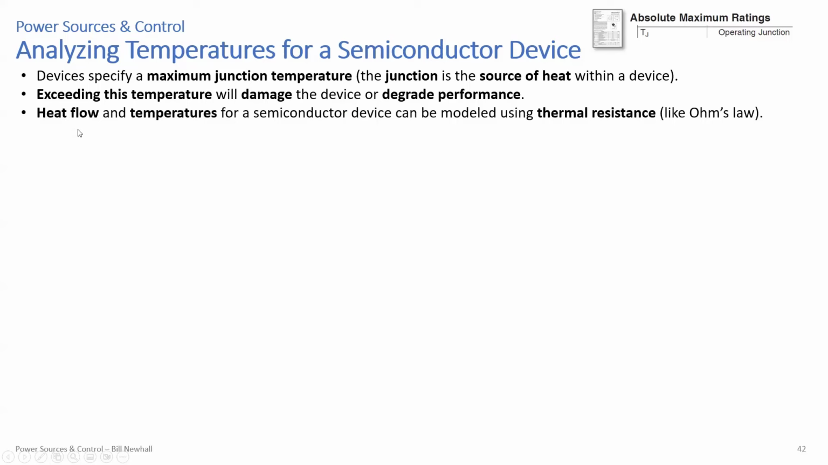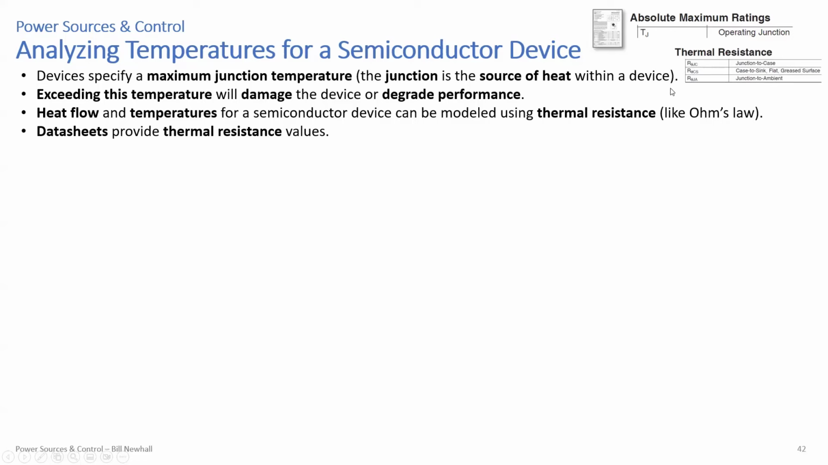For a first cut, heat flow and temperatures for these devices can be modeled using thermal resistance. I like to draw a resistor and pretend it's a thermal resistance, and then I can treat this heat flow problem like it's an Ohm's law problem. Data sheets often provide thermal resistance values. We'll talk more about these, but in the upper right here, really small, you have these different R values, often R sub theta: junction to case, case to heat sink, junction to ambient. We'll talk about those.